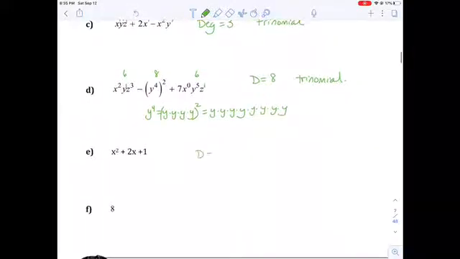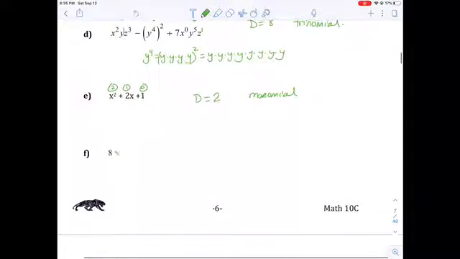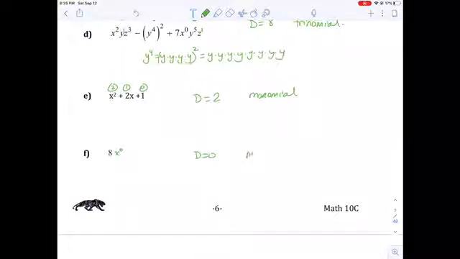Okay, the next one, the degree is 2, because this is a 2 and a 1 and a 0, and that's a monomial. And the last one here, the degree is 0, and that's again, oh, I wrote monomial, that's a trinomial. That's 3 terms. Sorry. Sometimes I look ahead. Oops, monomial, and it would help if I could spell. Let's try spelling this.